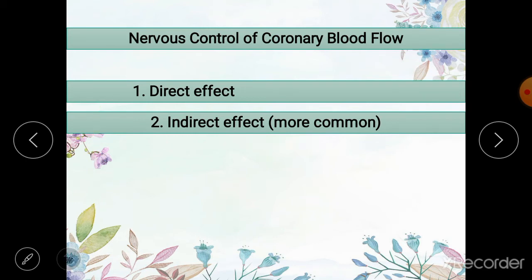First, you have to remember that your local metabolic control is stronger than your nervous control, and your nervous control has two parts, the direct effect and the indirect effect, and you have to remember that the indirect effect is stronger than your direct effect. Now let us discuss both these effects in detail so you can better understand what I am trying to explain.